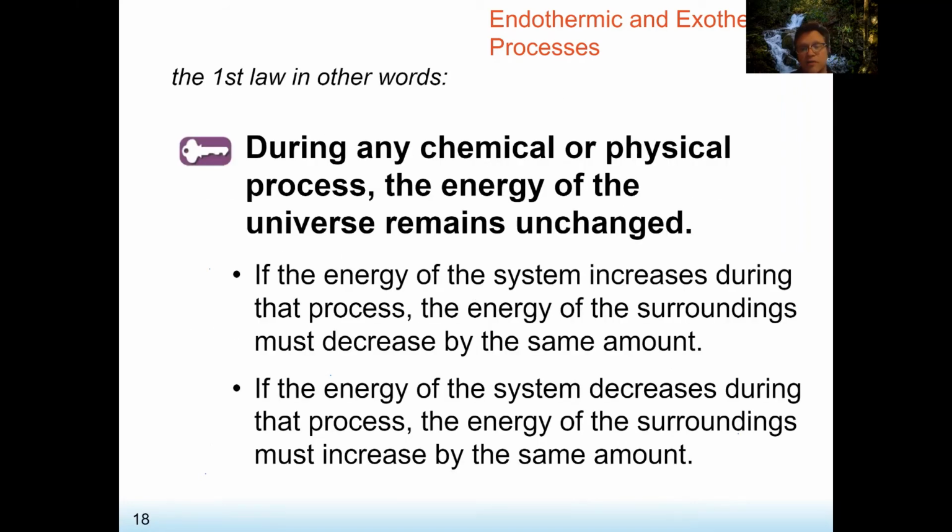Another way to think about the first law is that during any chemical or physical process or change, the energy of the entire universe does not change. So if the energy of the system increases during the process, the energy of the surroundings must then decrease, because the total energy of the surroundings and the system must be the same. If the energy of the system decreases, then that means energy must have been lost by the system and have gone to the surroundings.